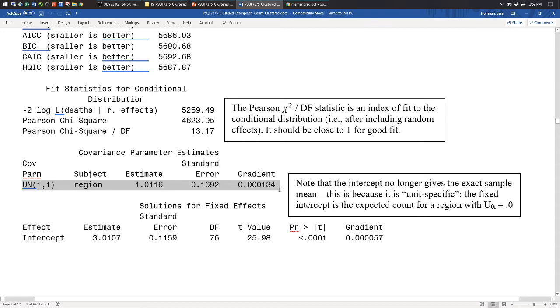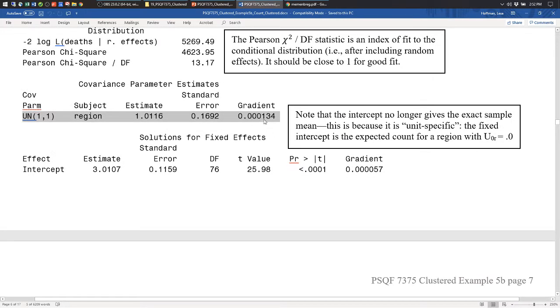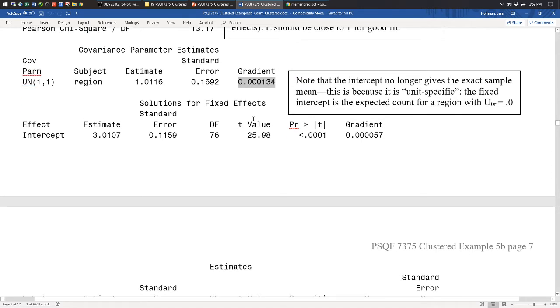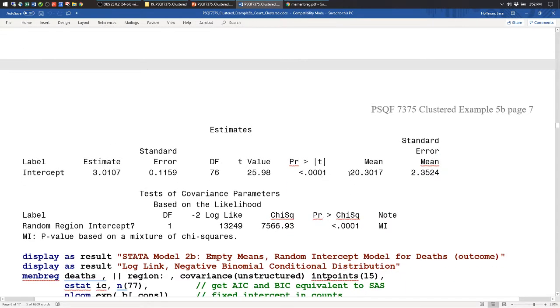Note the gradient here on the random intercept has actual values in it. It's closer to not being 0. So you want to watch for these things as you're adding random effects in particular. If it's really unstable, these numbers will get crazy, and even if the model looks like it's converged, you probably shouldn't trust it. We now have a predicted log count conditional on a region that has a random intercept of 0 of 3. If I unlog it, that's a mean of 20. So the mean has shifted because it's unit specific. It's conditional on the random intercept equals 0.